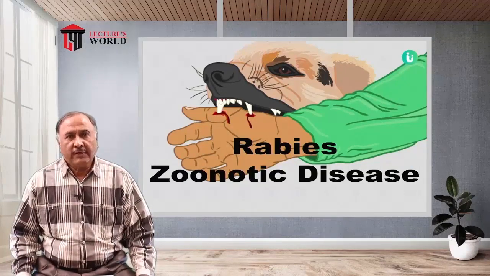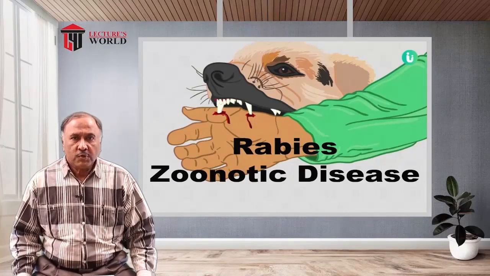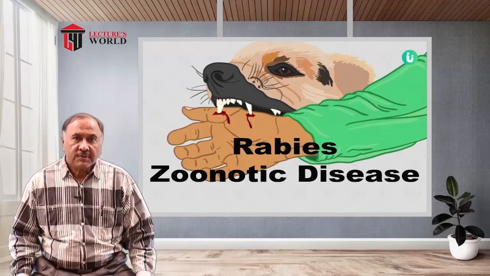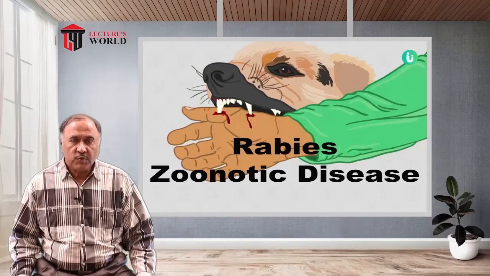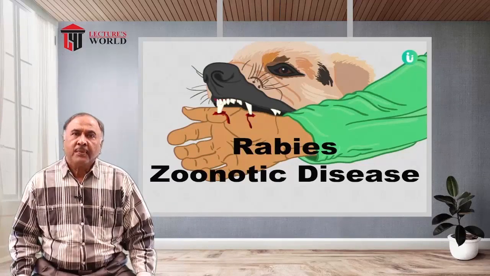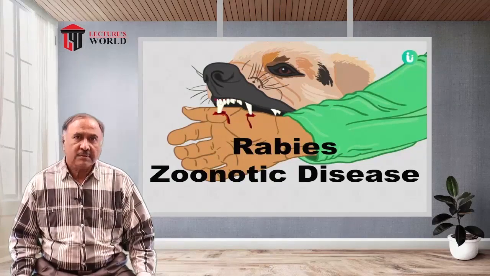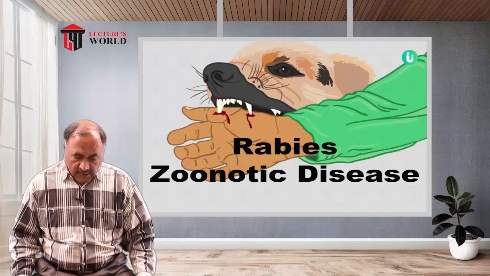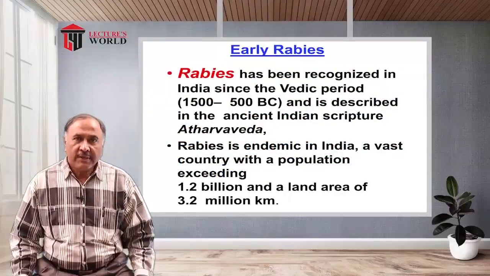A disease which is transmitted by the bites of animals is called a zoonotic disease. That is a disease which is transmitted through animals. Zoo, basically, you must be knowing, is a word which stands for animal. So, we are going to discuss a disease transmitted by animals, and that is rabies. Okay, so let us learn about this disease in detail.